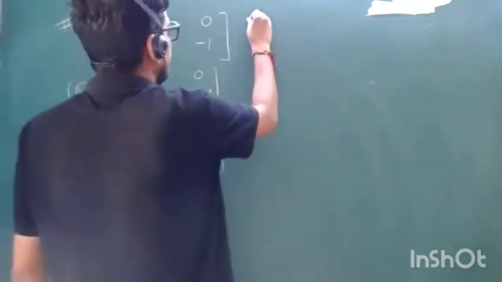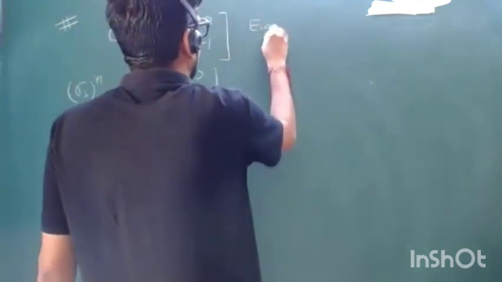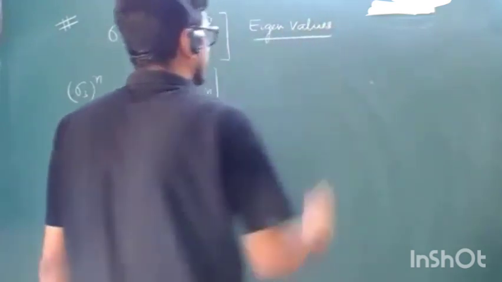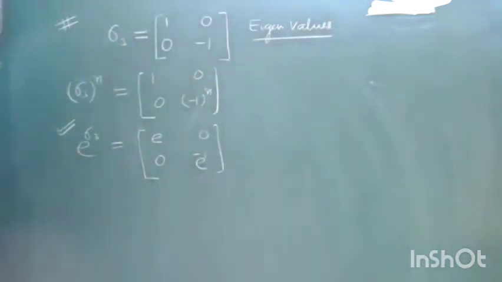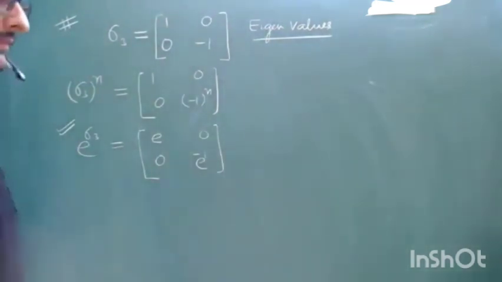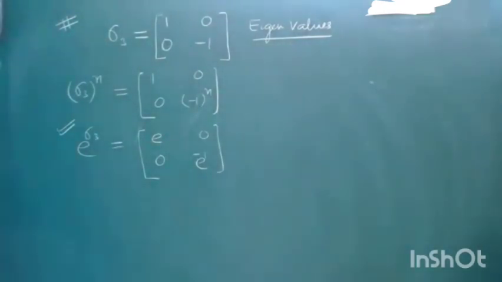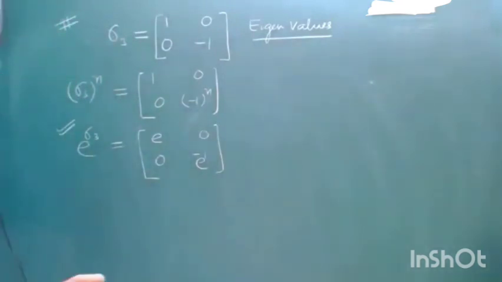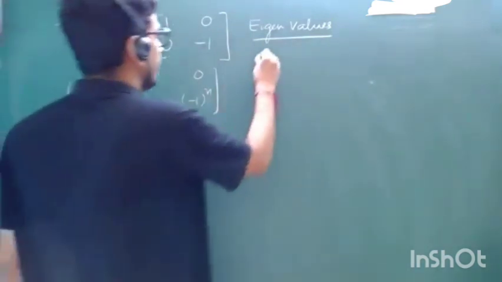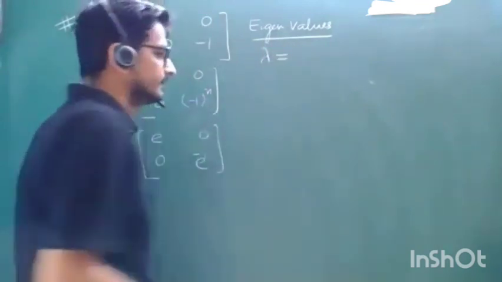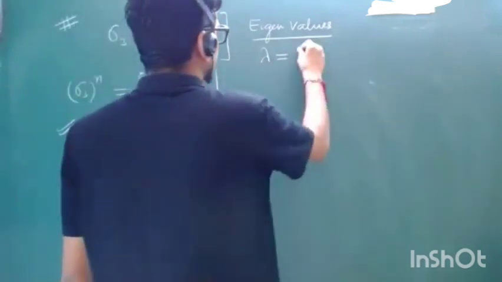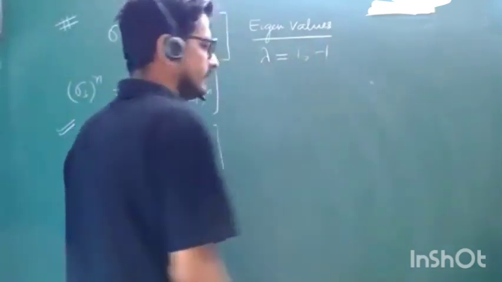So the first step will be the calculation of eigenvalues. Okay, the calculation of eigenvalues will be the first step. Correct? So let us write the eigenvalues of this. What will be the eigenvalues? Tell me quickly. 1 and minus 1. So if you calculate the eigenvalues, it will be 1 and minus 1.